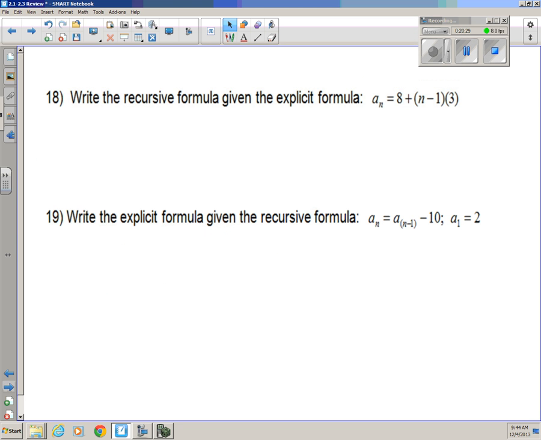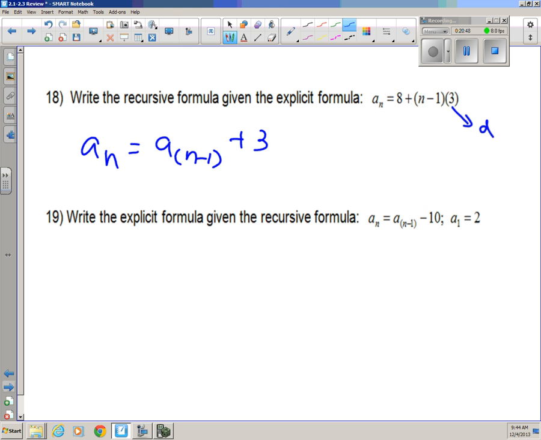Write a recursive formula if you're given the explicit. So to write the recursive formula, all you need to know is just your common difference, because recursive says for any place I want to go to, as long as I know the number before it, the a sub n minus 1, all I have to do is add 3. That's as easy as that is.